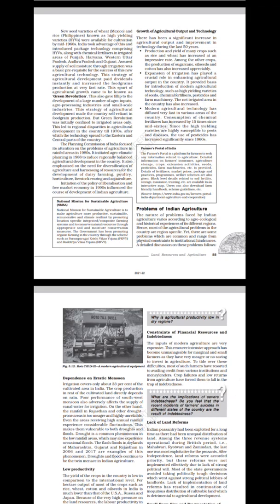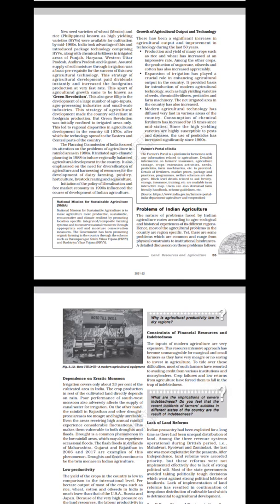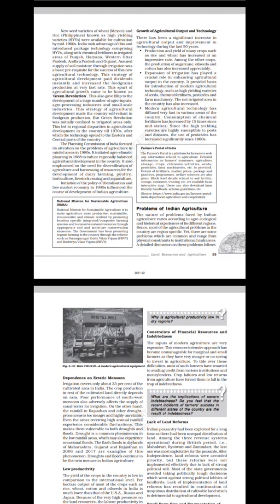It provided the basis for introduction of modern agriculture technology such as high yielding varieties of seeds, chemical fertilizers, pesticides, and farm machinery. The net irrigated area in the country has also increased. Modern agriculture technology has diffused very fast in various areas of the country. Consumption of chemical fertilizers has increased by 15 times since the mid 60s. Since the high yielding varieties are highly susceptible to pests and diseases, the use of pesticides has increased significantly since the 1960s.